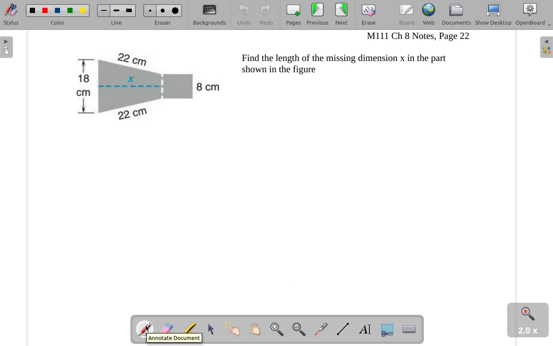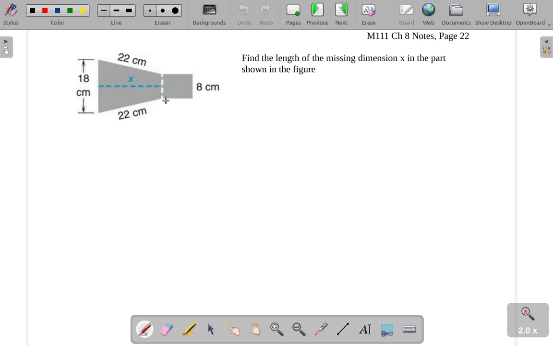Here we have a little bit of a strange figure, and we're trying to find x. In this figure, we know this sloped distance here is 22 centimeters, and the distance across this thing is 18 centimeters, and the distance across this part is 8 centimeters. So we're trying to figure out what x should be.